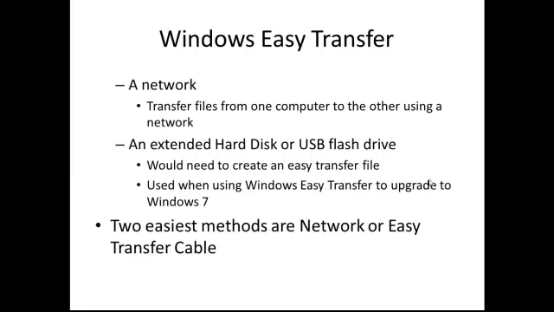Another way to use Windows Easy Transfer is to transfer files from one computer to another using a network. You can also use an extended hard disk or a USB flash drive. This method would need to be used when Windows Easy Transfer is your option for upgrading to Windows 7. You would also need to create an easy transfer file. These are the 2 easiest methods for using Windows Easy Transfer.